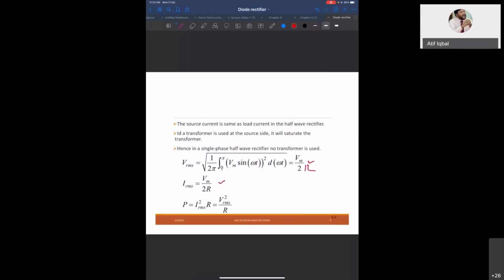And what is the power loss? The power loss is I square into R. So it is I square RMS into R, so V square RMS by R. And what is V square RMS? It is Vm square by 4 divided by R. So this is the power loss.